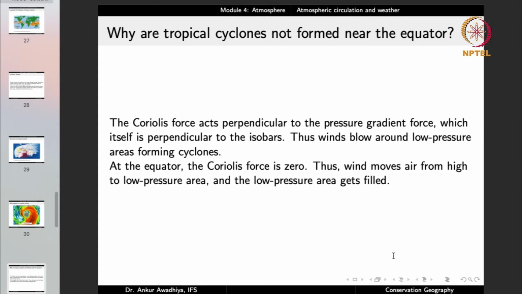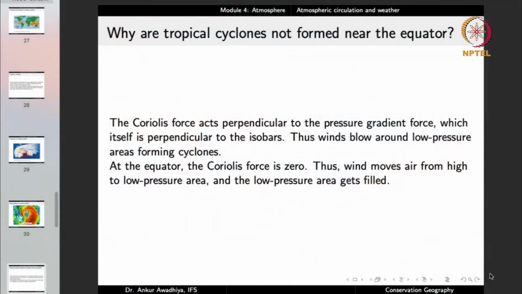Now cyclones do not form near the equator because the action of Coriolis force is of paramount importance for the functioning of cyclones. We have seen before that the Coriolis force is highest near the poles and is lowest or nearly zero near the equator. Near the equator, when the Coriolis force is zero, the air will rapidly fill up the low pressure area. The Coriolis force acts perpendicular to the pressure gradient force, which itself is perpendicular to the isobars.